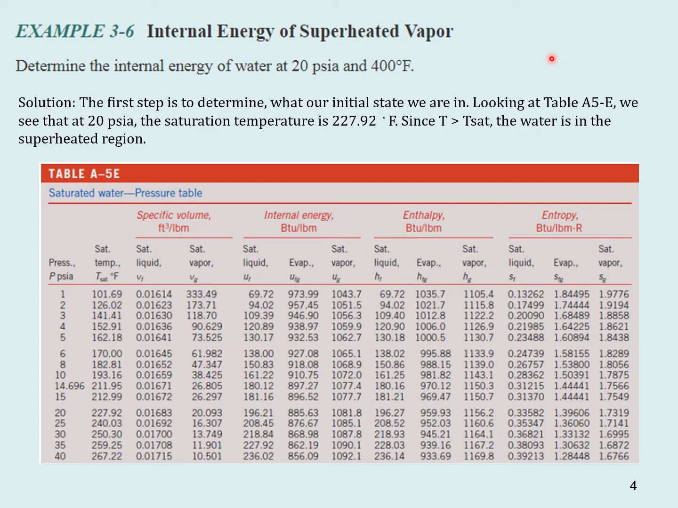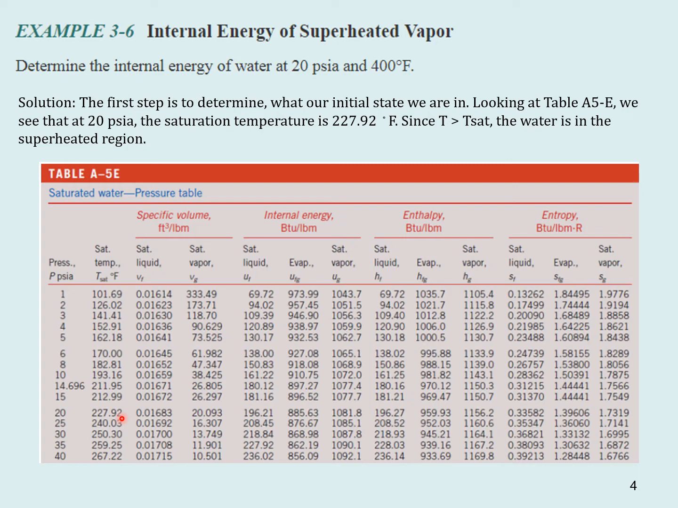So the first step is to determine the initial state. Here we're in the English system, we're dealing with water, so we're going to go to table A5. At table A5, we look up the pressure. The pressure at 20 psi, here we go, come right across. What's the saturation temperature? 227.92. Well, we're at 400 degrees Fahrenheit, so we're well above the saturation temperature. That's how we determine that we're in the superheated region.